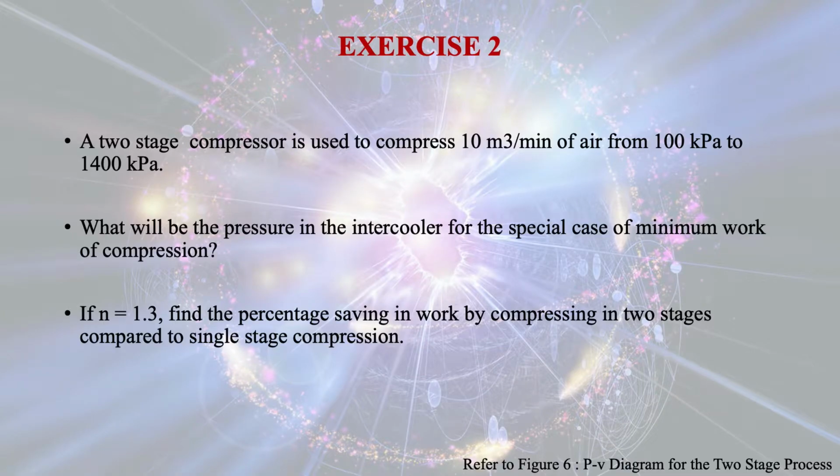It is given that a two-stage compressor is used to compress 10 meter cube per minute of air from 100 kilopascal to 1400 kilopascal. What will be the pressure in the intercooler for the special case of minimum work of compression? If n is given as 1.3, find the percentage saving in work by compressing in two-stage compared to single-stage compression.